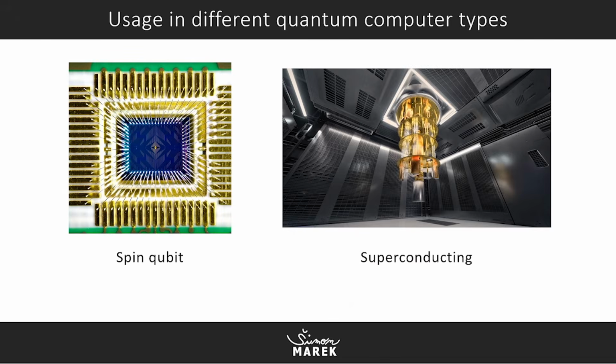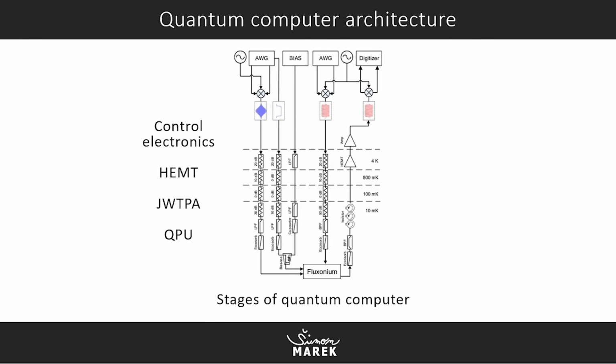Now, here's the usage in different quantum computer types. RFIC circuits or RFIC chips which support cryo operation can be used in spin qubit and superconducting types. Here's quantum computer architecture. In this part, we will focus on the third part, which is HEMT or RFIC cryo part. It is typically 800 millikelvin.